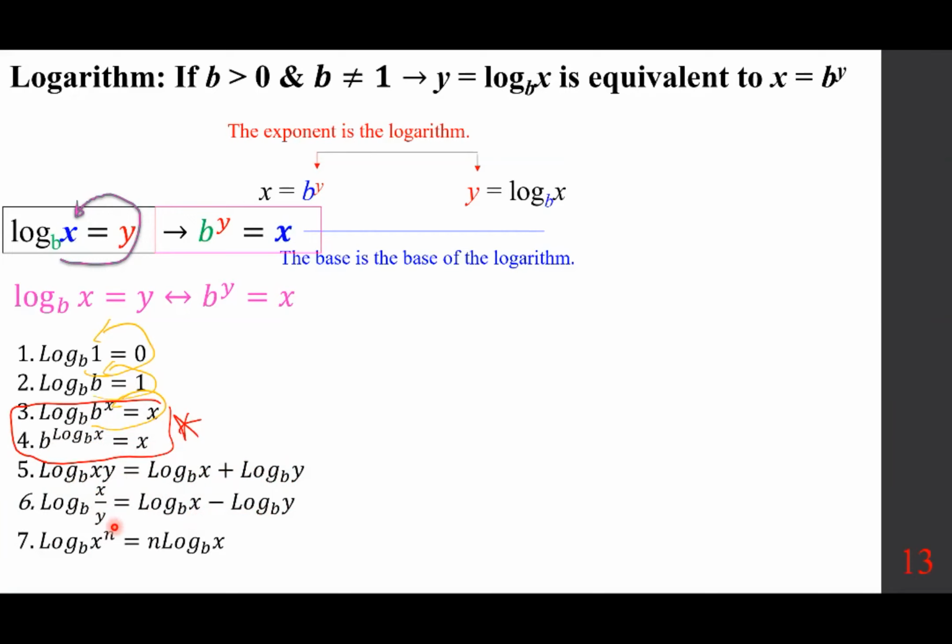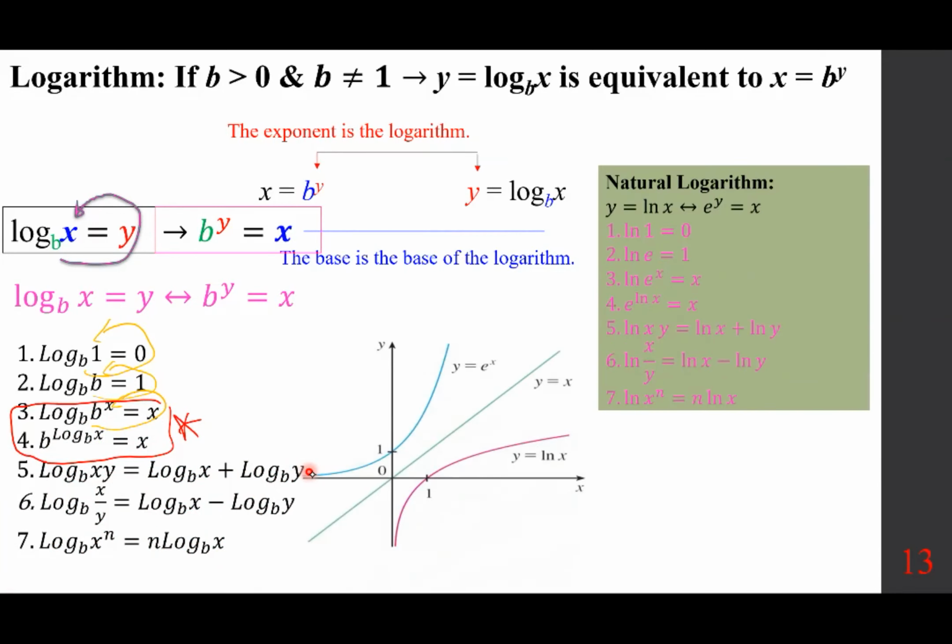And log of x to the power of n is n log x, both of them base b, and that is called the power rule, the quotient rule, the product rule. Now, we should be able to transition from one format to the next.